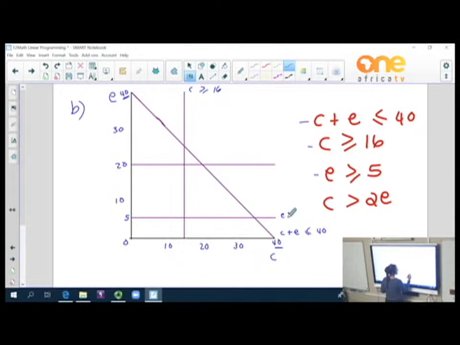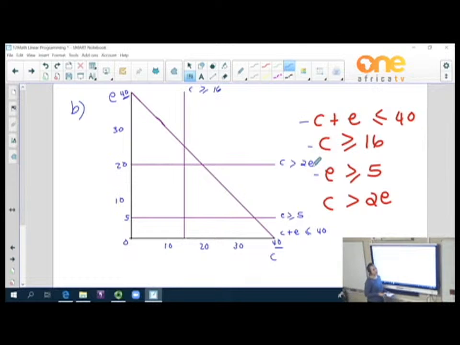So this one is E is more than or equal to 5. There we have that one. And then C should be or is more than twice E. So when E is 10, then C will be 20. So this one is C is more than 2E. And there you have your graph.